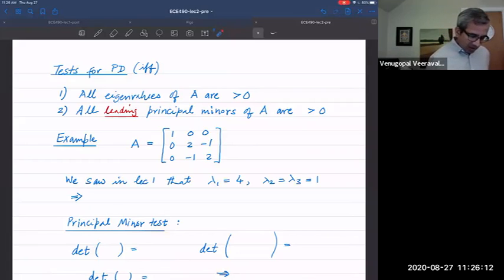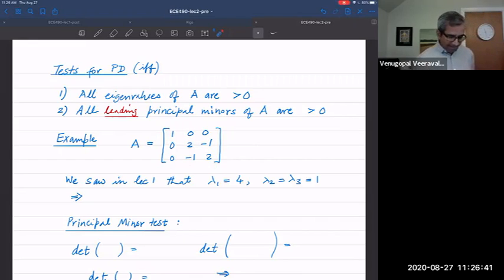Okay. So, to get the leading principal minors, you basically keep the first k rows and first k columns and delete the rest. And you do that for every k. For example, the leading principal minors in this case would be the matrix with 1 here, this 2 by 2 matrix, and the whole matrix A.